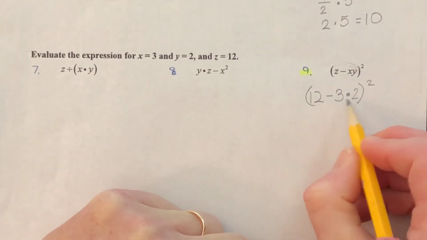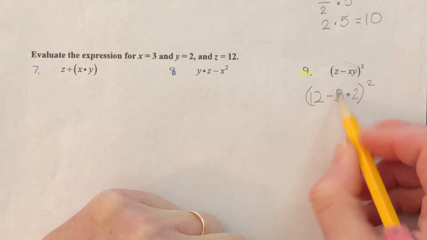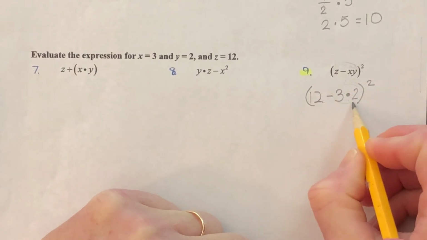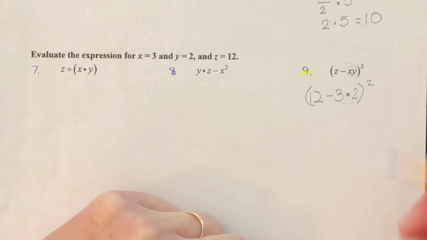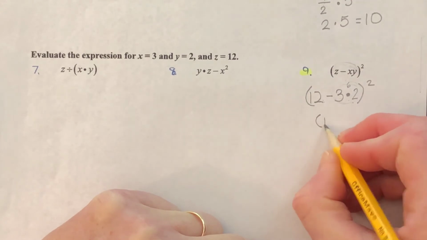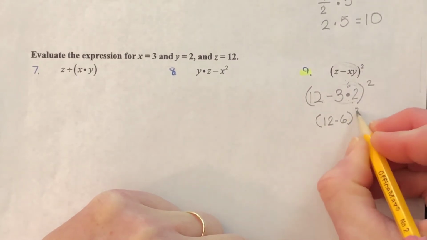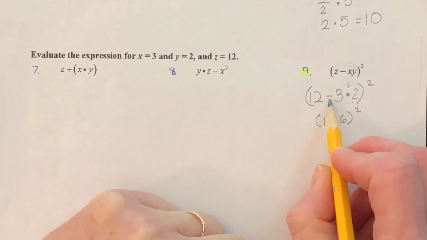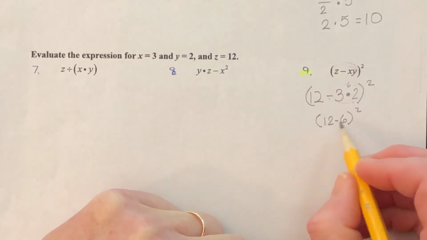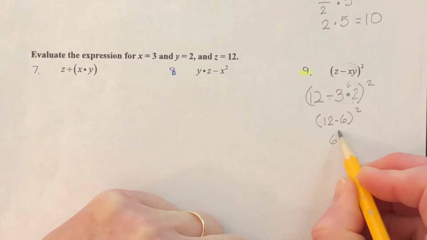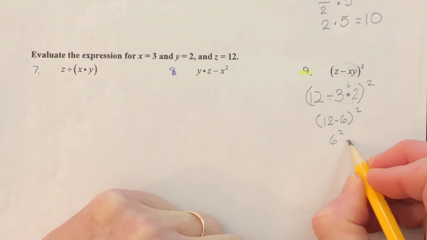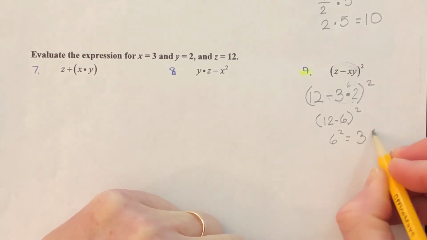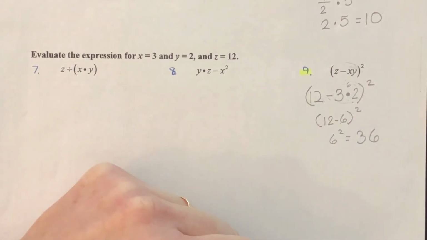I've got two different operations inside the parentheses, so I will do multiplication first because that is the rule of the order of operations. 3 times 2 is 6. So that gives me 12 minus 6 squared. Notice I still have my parentheses because I still have more work to do inside. I still have another operation sign. 12 minus 6 is 6 squared. That gives me 36. That is it for 28 and us. You are on your own for the rest.